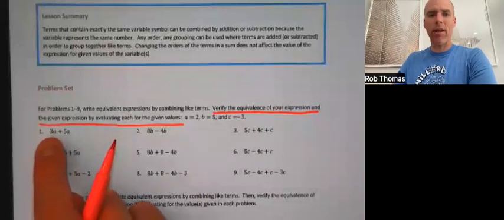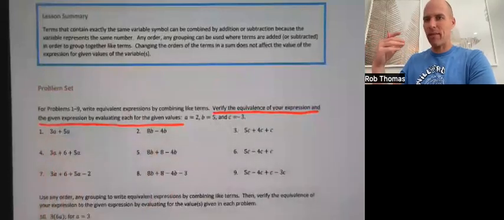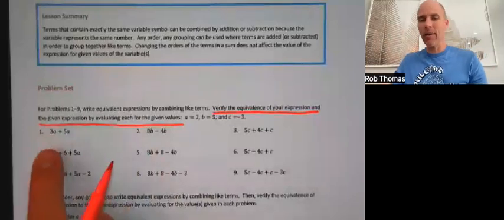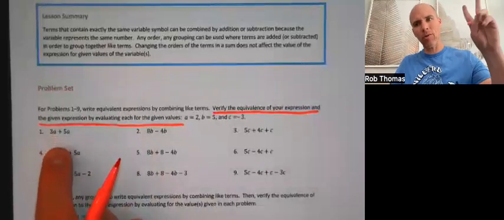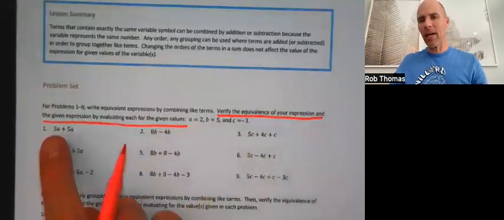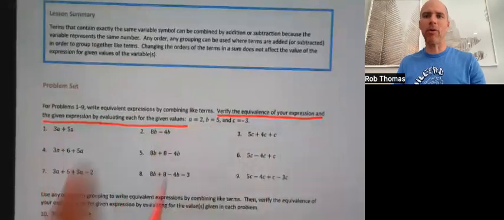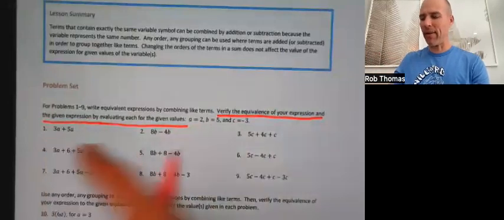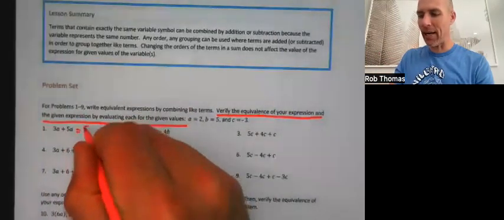So we have the expression 3a plus 5a. It's an expression. To express something means to say it, right? It's saying 3 times some unknown number plus 5 times some unknown number. And we're learning to simplify it, to rewrite this as, well, 3a plus 5a equals 8a.